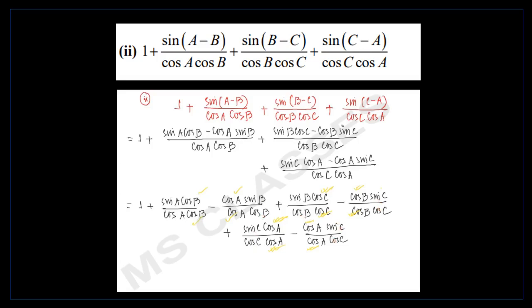So ultimately this is 1 plus tan A minus tan B plus tan B minus tan C plus tan C. So this gives us 1. Hence the result is 1 because the rest of the terms will get cancelled.